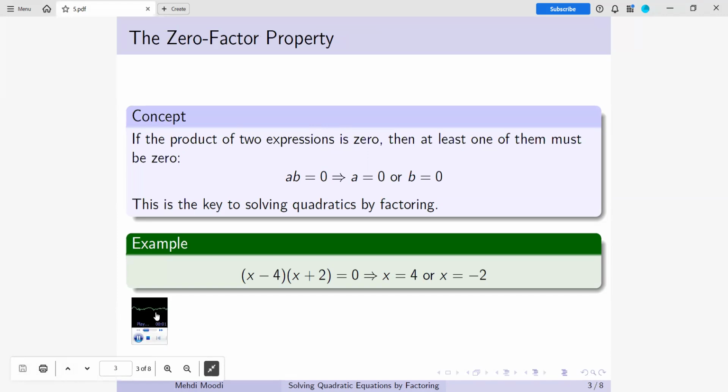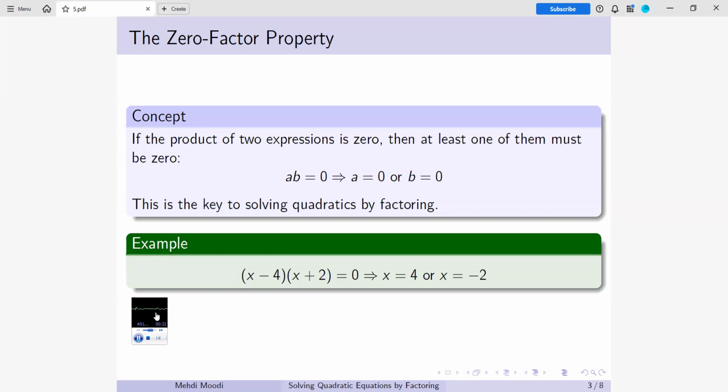Imagine you have a series of switches that transfers electricity from point A to point B. Each switch must be on for the current to flow. Now think of an equation like A times B times C equals 0. If the electricity doesn't reach the end, that is, if the whole product is 0, it means at least one switch is off. That's the zero factor property. If the product is 0, then at least one factor must be 0.